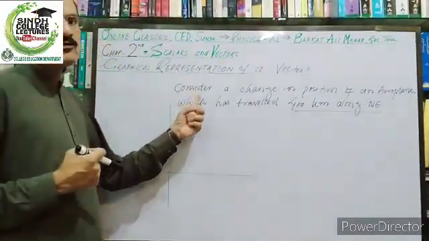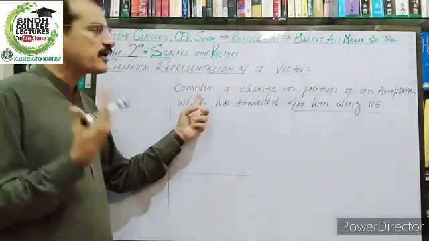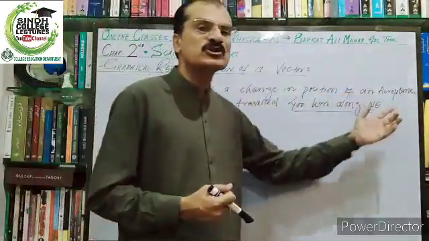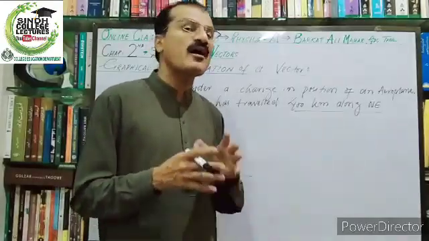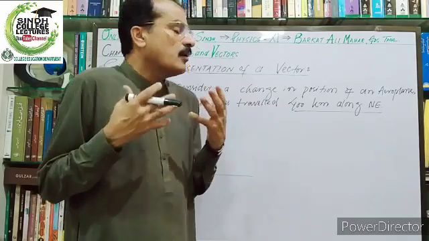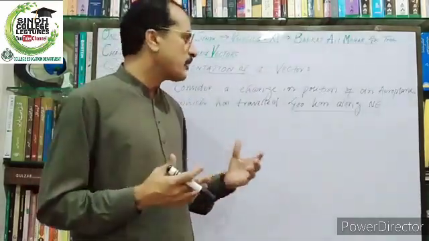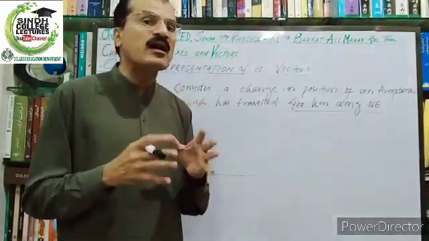Suppose a vector is described in descriptive form, some vector quantity. Consider a change in position of an aeroplane which has traveled 400 km along northeast. So can we say this is the displacement of the aeroplane, because the aeroplane has been displaced 400 kilometers along northeast.